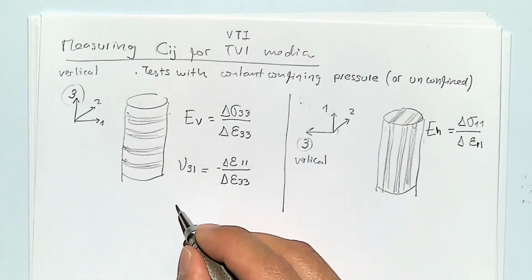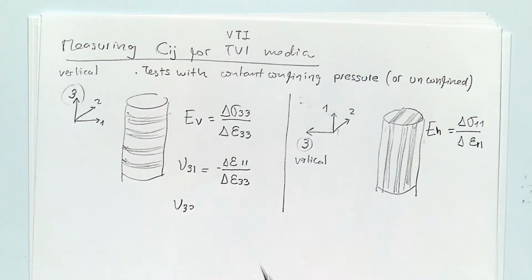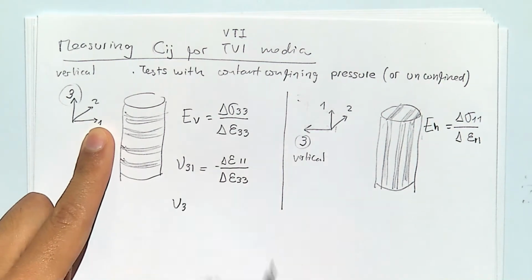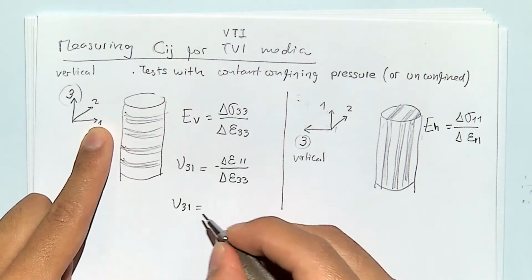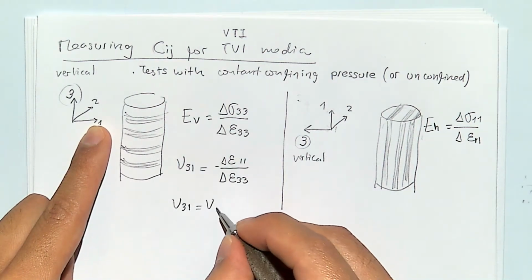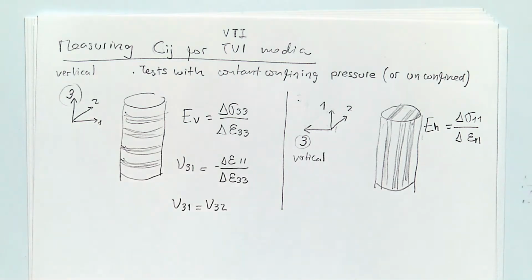And that one, because of the symmetry of the problem, is going to be equal to the Poisson ratio in the plane 3:2, if I assume that this has a symmetry around the axis 3. And this is what we're going to call later on a horizontal Poisson ratio. Okay?